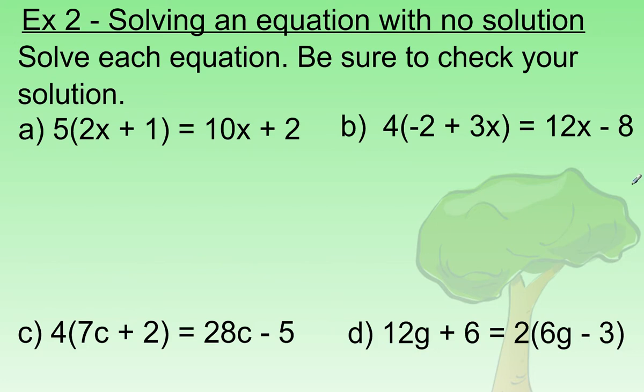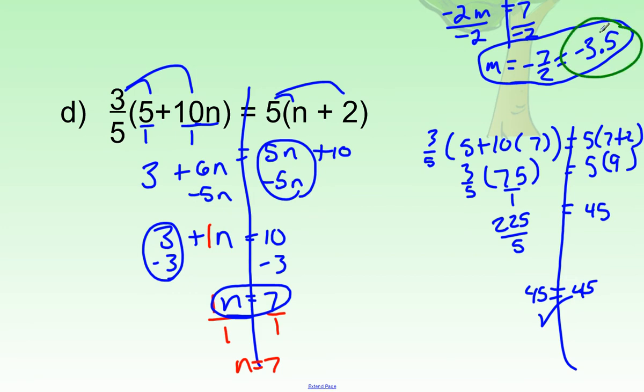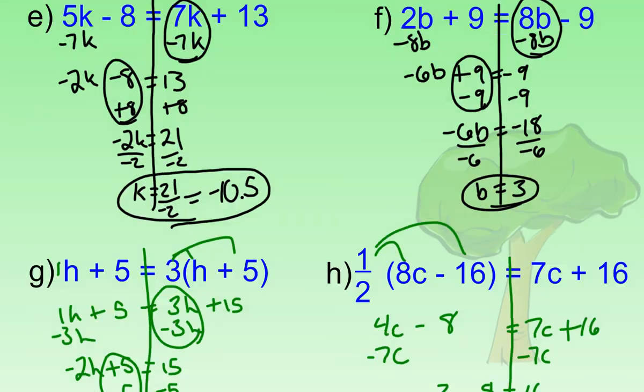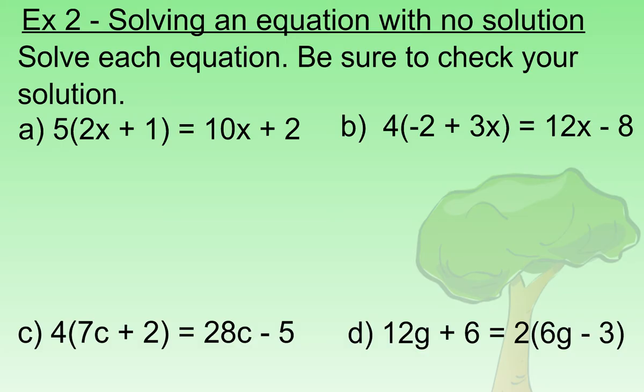So far, what we've seen in every single one of our problems is that every single problem has had one answer. There was 3.5, there was 7, there's 10.5, there's 3, there's negative 5, negative 8. We've always had one solution. We're going to start to see now what happens when these variables cancel out. What kinds of solutions can we get then? So let's start with this first one, letter A. I'll change back to blue.